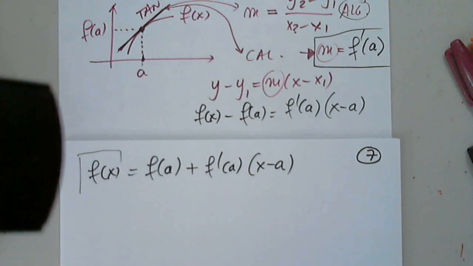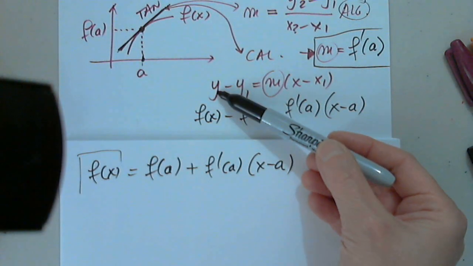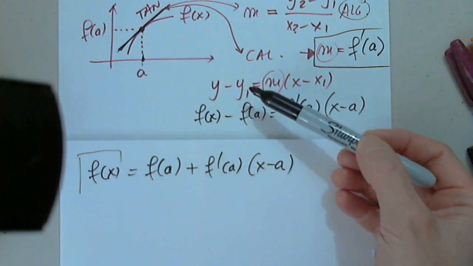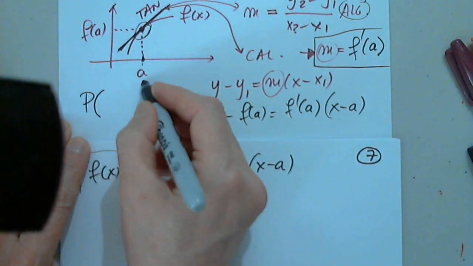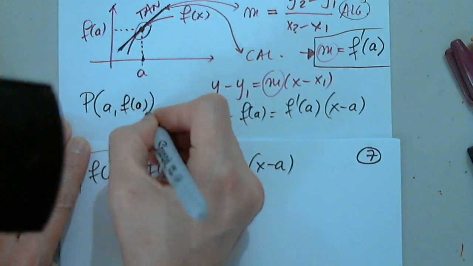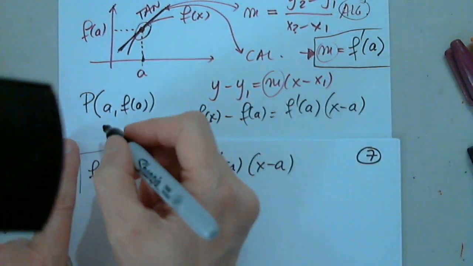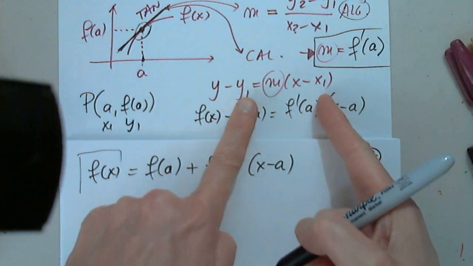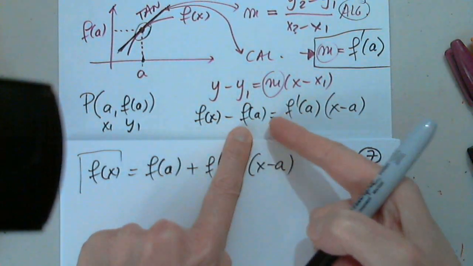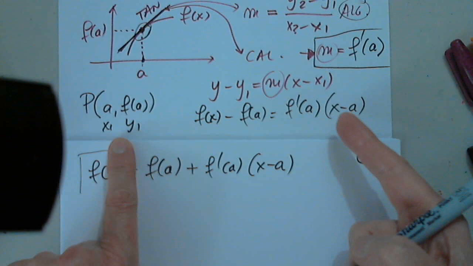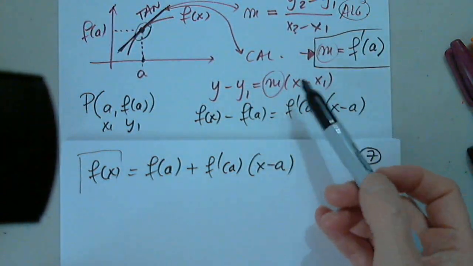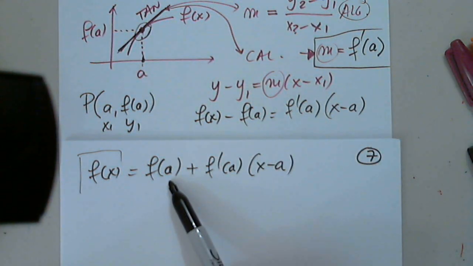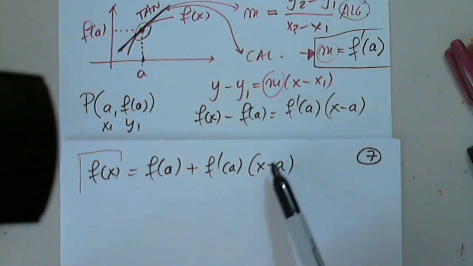Yes, please. Okay, so I replaced y by f of x. I replaced y1 because the point, this is the point, right? The point P is a, f of a. So this is x1, y1. F of a, and x1 is a, and x is x. So what I did next, I moved f of a to the other side, and I have f prime of a, x minus a.